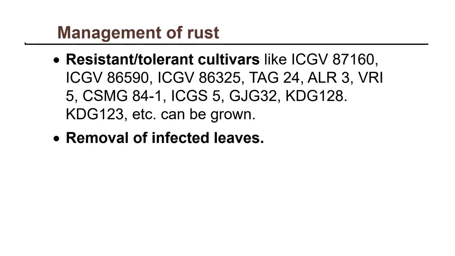Resistant and tolerant varieties can be grown, like ICGV 87160, ICGV 86590, ICGV 86325, TAG 24, ALR 3, VRI 5, CSMG 84-1, ICGS 5, GJG 32, KDG 128, KDG 123, etc. Removal of infected leaves will prevent the spread of secondary infection to the healthy leaves, and clearing of branches or diseased branches will definitely help in reducing the spread of this disease.